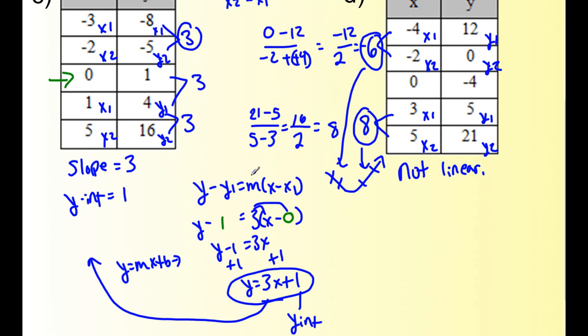So that's how you find your slope and your y-intercept from just a set of points. We found the slope using slope formula. We plugged that into point slope form. We then solved into slope-intercept form. So there's the slope and there's the y-intercept.